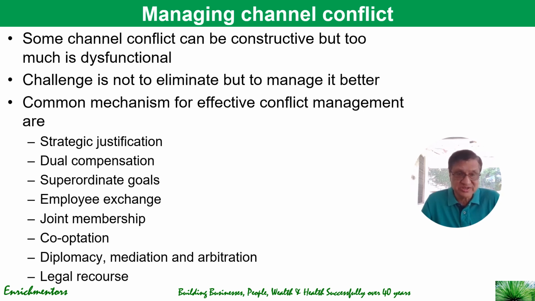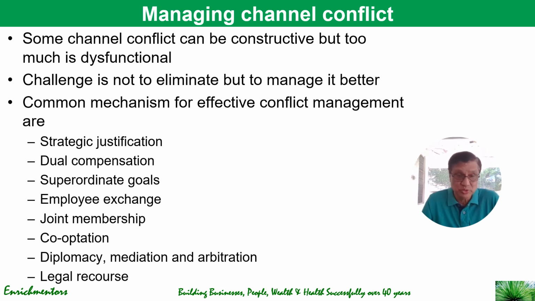First, strategic justification. Each member must justify, in terms of the strategy, why they are doing what they're doing. You could compensate them dually for different ways, to align them and get them to do different things. Superordinate goals are a common way. You set goals that are common for everyone, and they drive in the same direction. That can minimize the conflict.